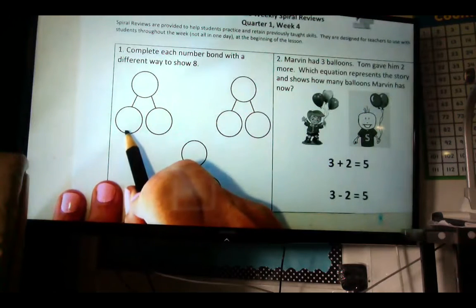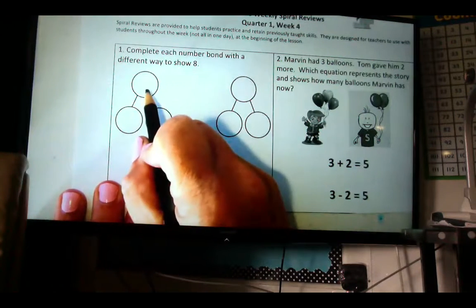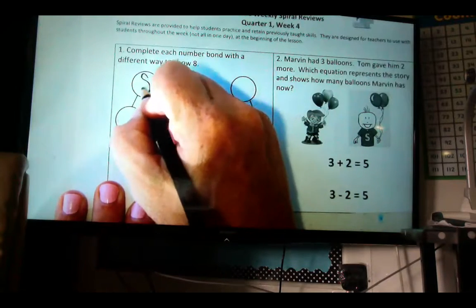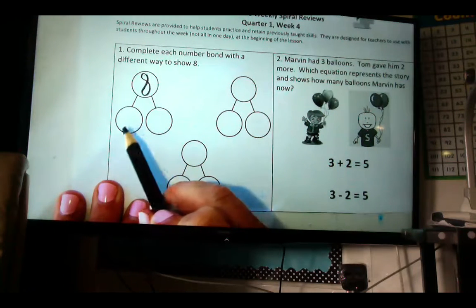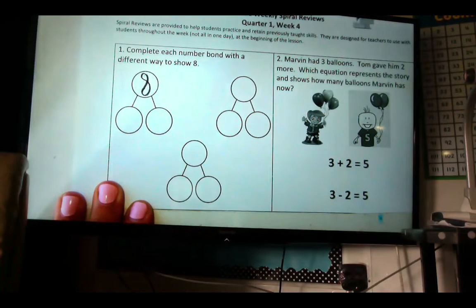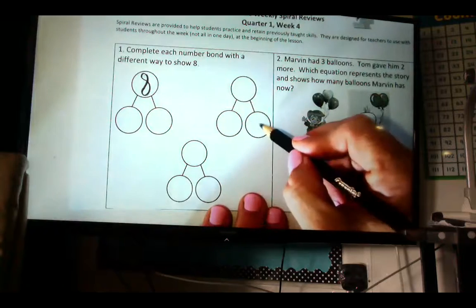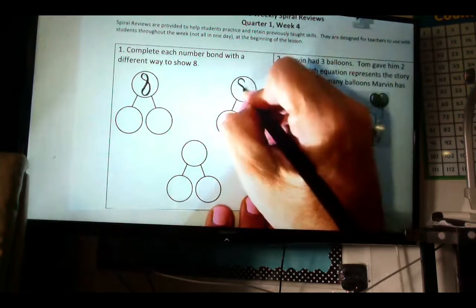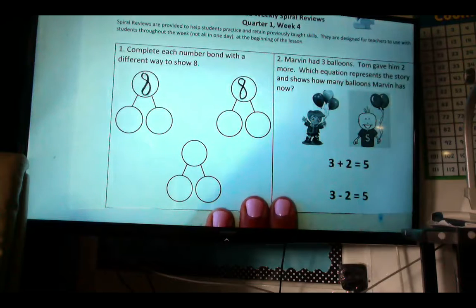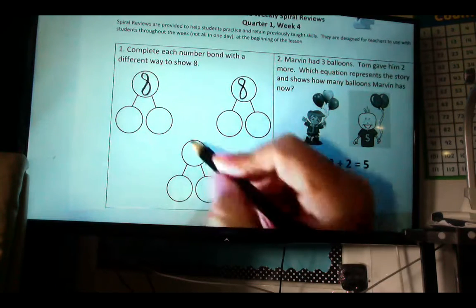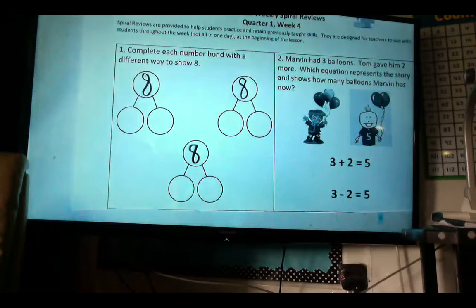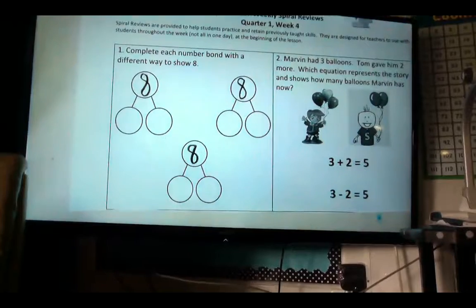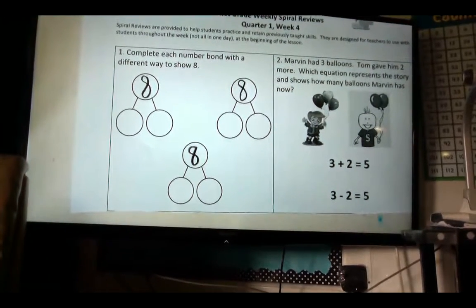If I'm making 8, I'm using 2 numbers to make 8. So 8 is going to go in the top of our number bond. These 2 numbers together are going to make 8. Let's look at the next one. These 2 numbers are going to make 8. And these 2 numbers are going to make 8. Push pause now and think of 3 different ways that we could make 8. When you're ready, you can push play.